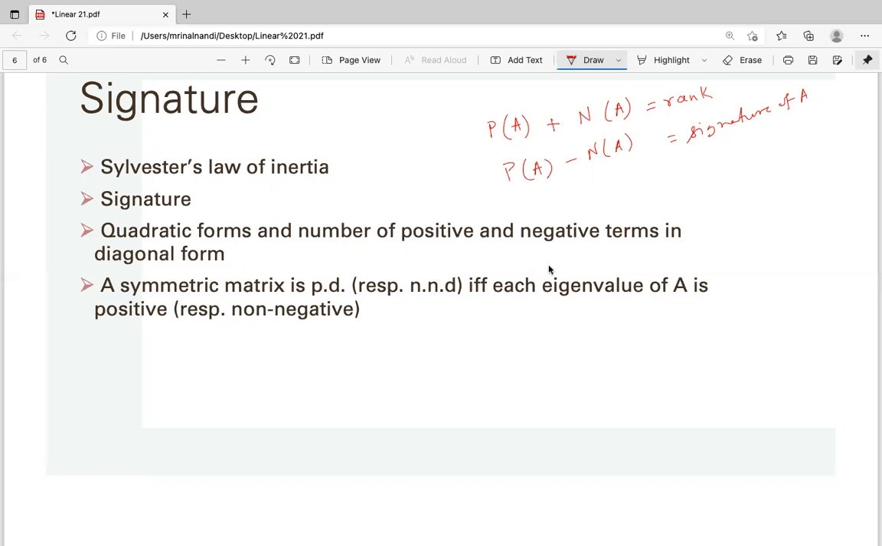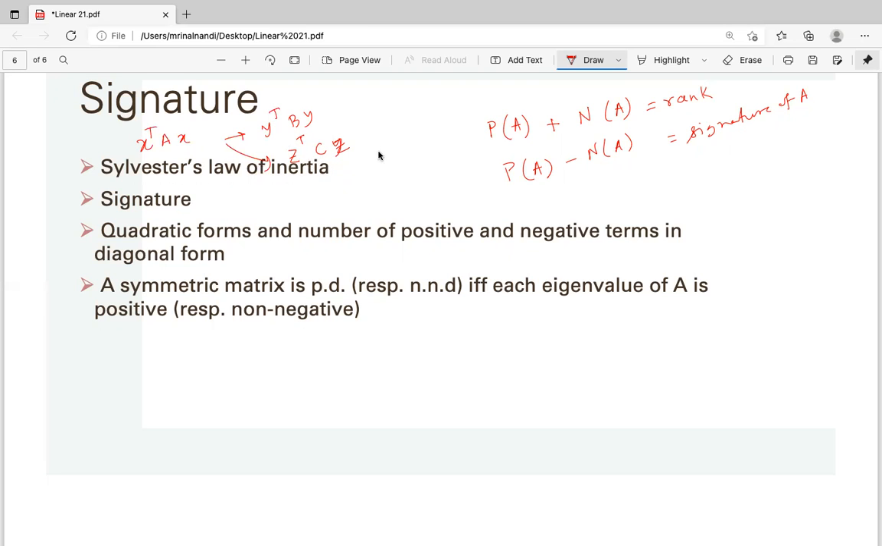Now, Sylvester's law of inertia is this: let there be a quadratic form X transpose A X, which transforms to a diagonal form Y transpose B Y, where B is diagonal. Say there is another diagonalization, Z transpose C Z, where Y and Z are both non-singular. So you have two different diagonalizations, B and C, both diagonal.